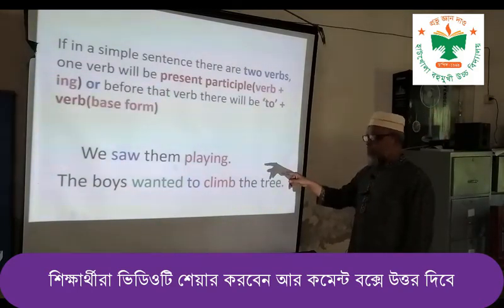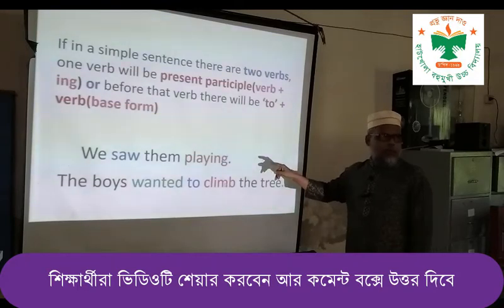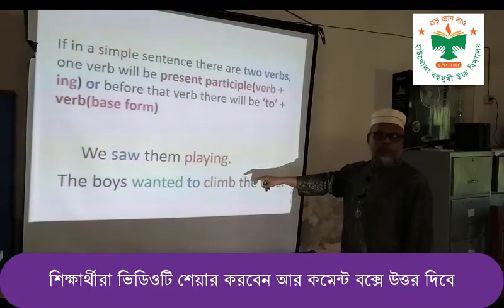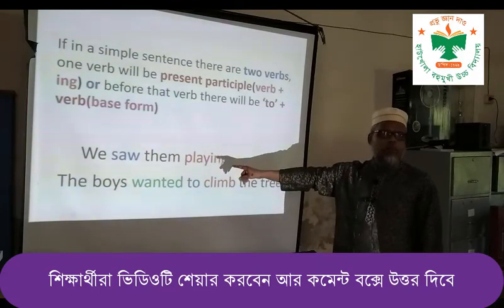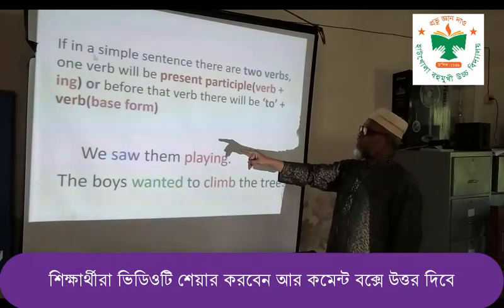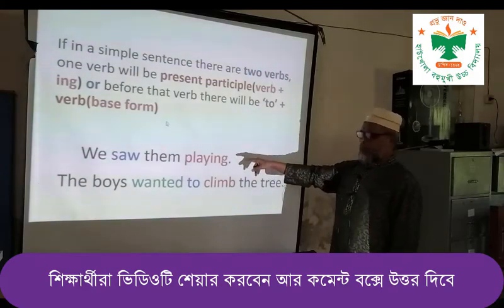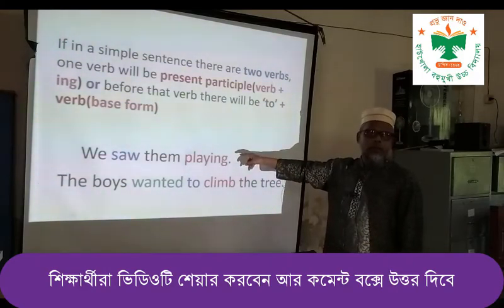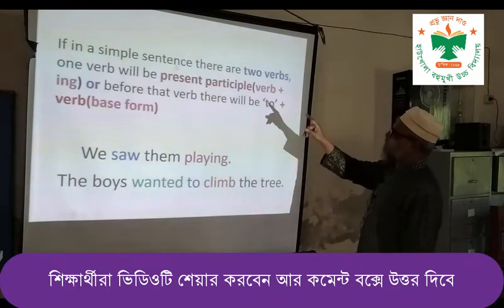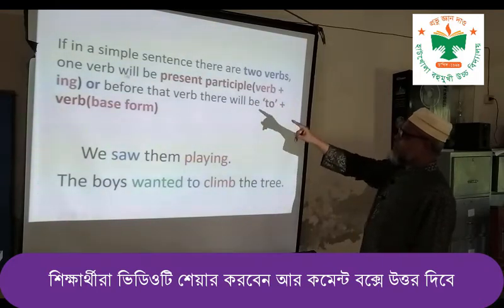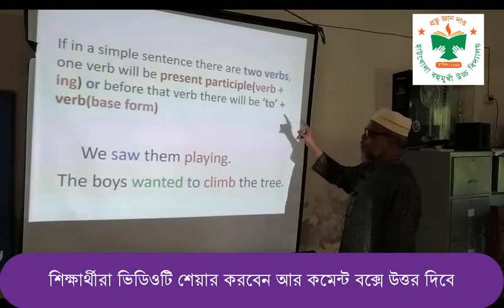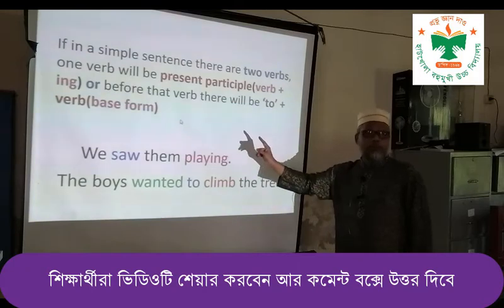Climb means arohon kora. Climb shobdo ta ki? Arohon hocche infinitive two. Amra jani je infinitive clear for shobdo ta present form boshe. Tar purborti bhab past form. Next, first sentence we saw. If in any sentence there are two parts, next part always ing or present participle. If in the simple tense there are two parts, one part will be present participle, part plus ing, or before that part there will be two part S form. S form means present form.